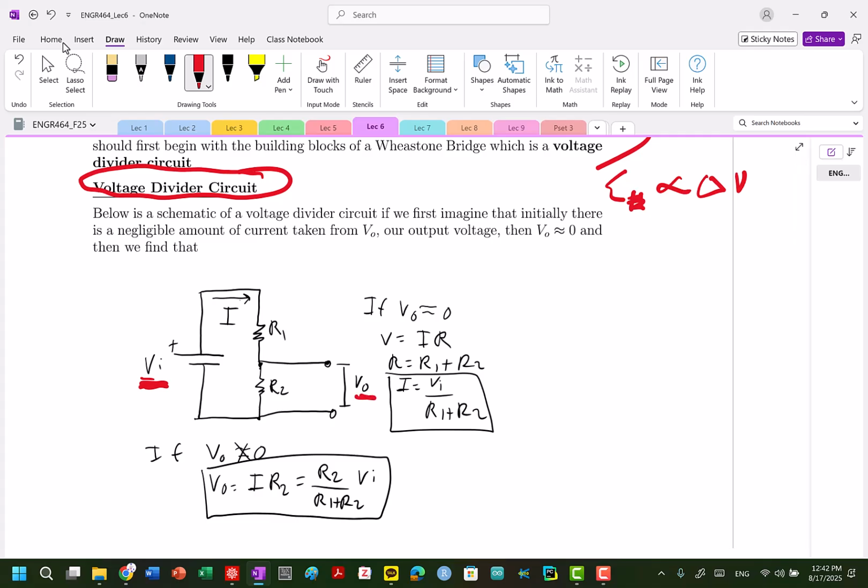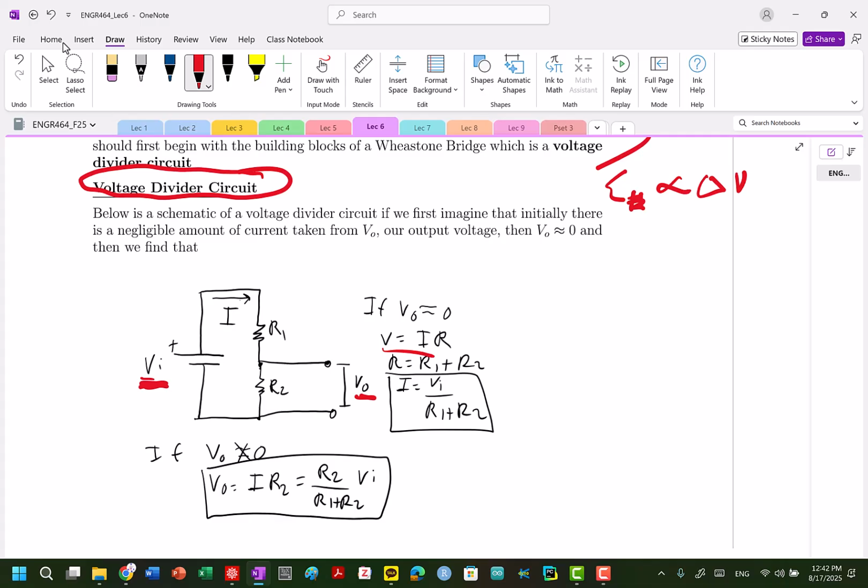V naught is essentially what you're measuring. There are two resistors in series. If there is no voltage being pulled here, then if I want to describe this circuit and the voltage and current relationships, as I go around the circuit, these are in series, so I'm just going to add them. So the equivalent resistance will be this, and then you just plug in and rearrange that expression here.